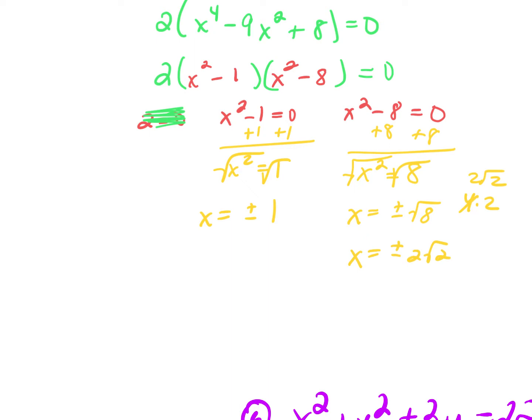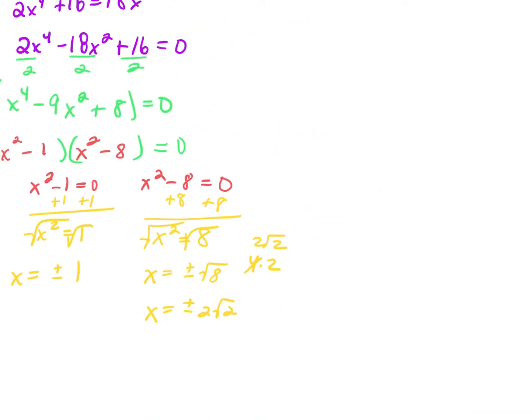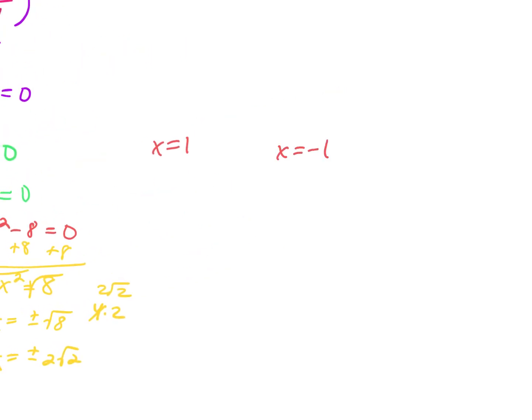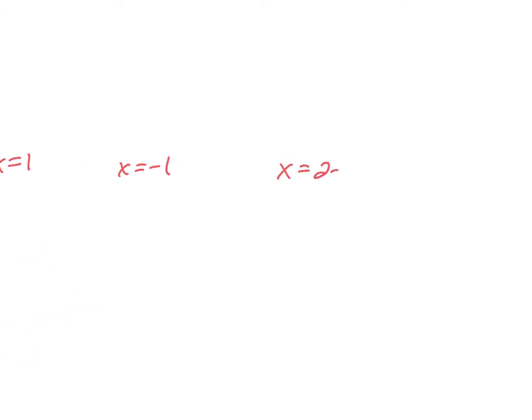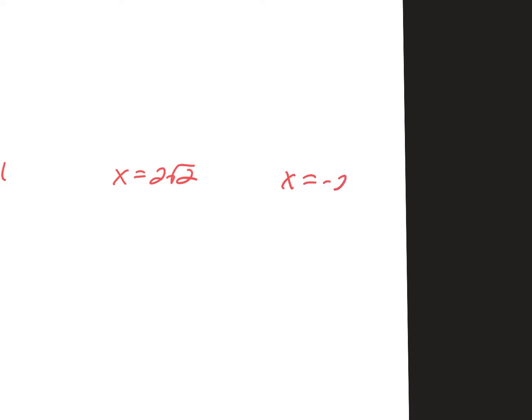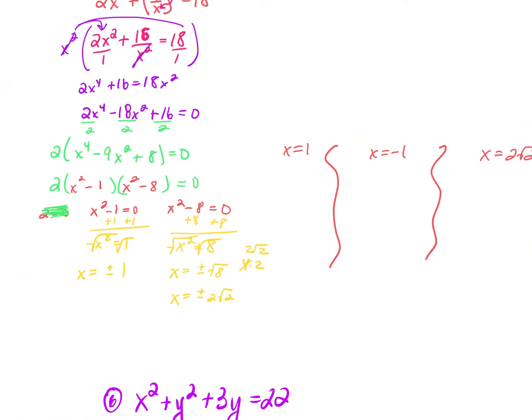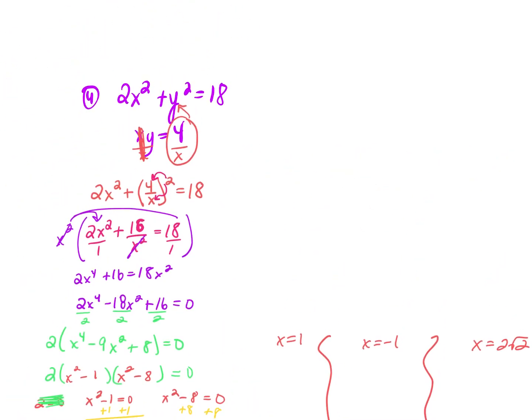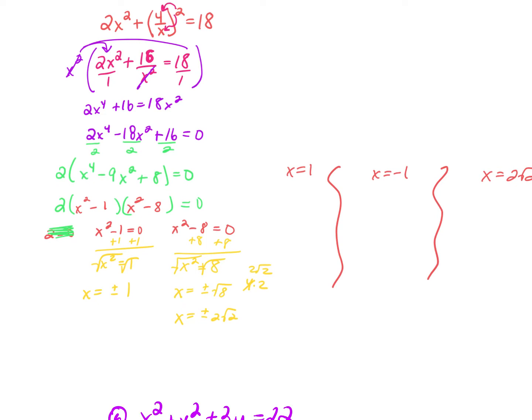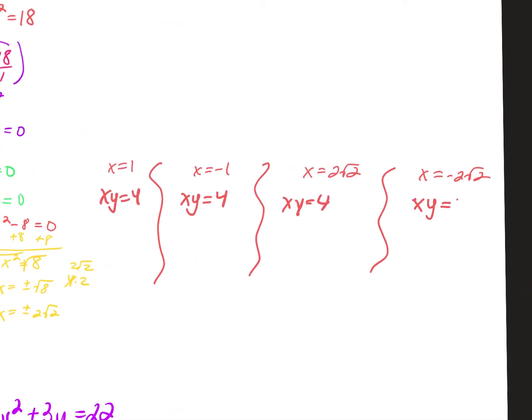How many x values am I going to plug in to find y values? 4. Good, guys. So it's a long problem, I know. I have x equals 1, x equals negative 1, x equals 2 root 2, and x equals negative 2 root 2. Now, looking back at our original equations, the original, way up here at the top, what's the easier equation to substitute in? The bottom one, xy equals 4, right? So I'm going to use xy equals 4 for each. Be careful, guys.